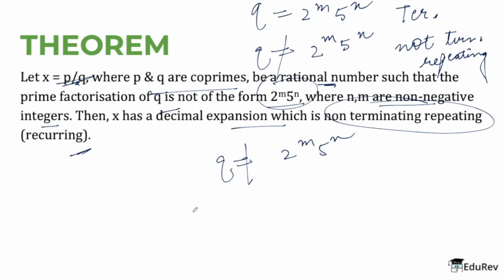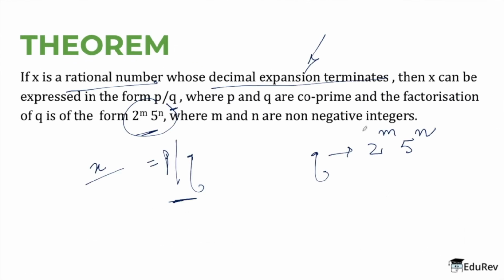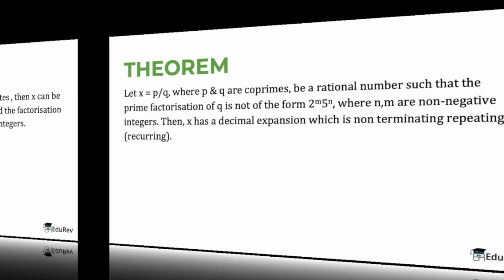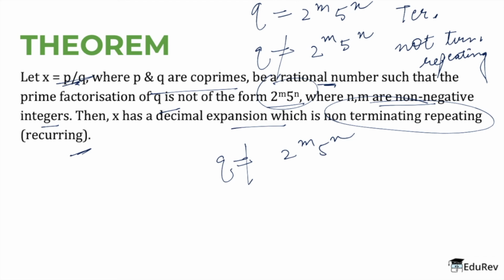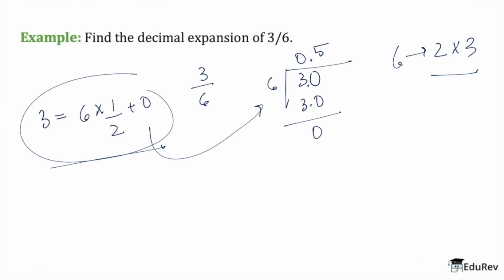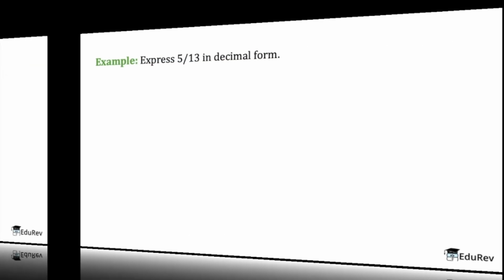So this is what was the meaning when I was telling you, what if q is going to be 2 to the power m and 5 to the power n. So what is going to be the verdict then? And if q is not equal to 2 to the power m and 5 to the power n, what is going to be the verdict at that point? And we have seen 2 questions and we have seen how to do it.